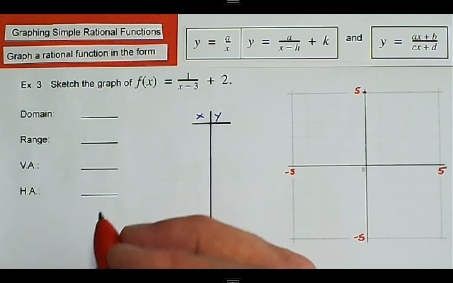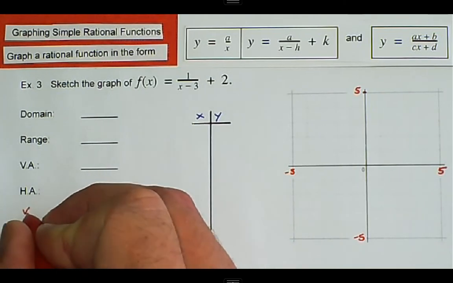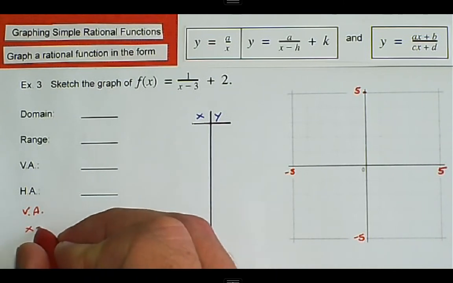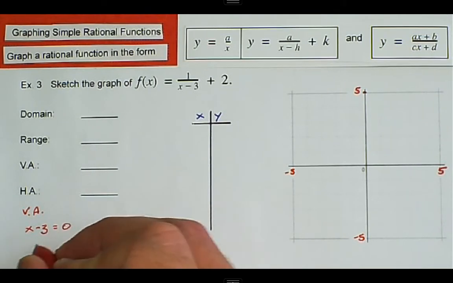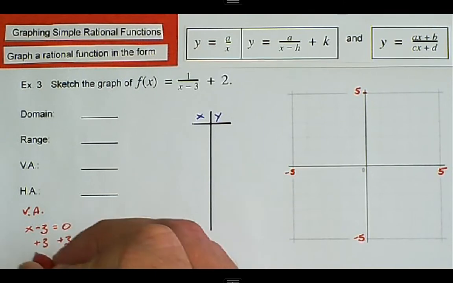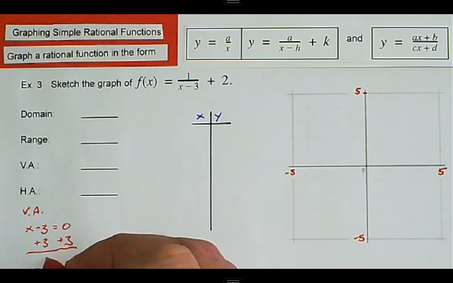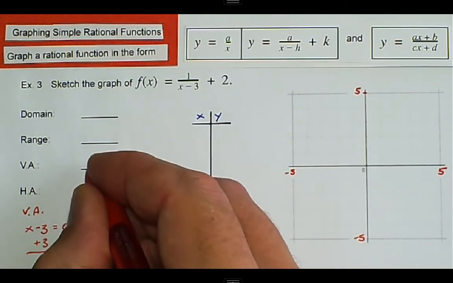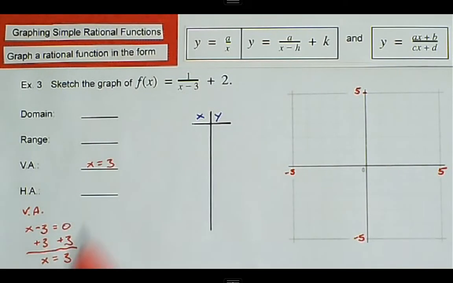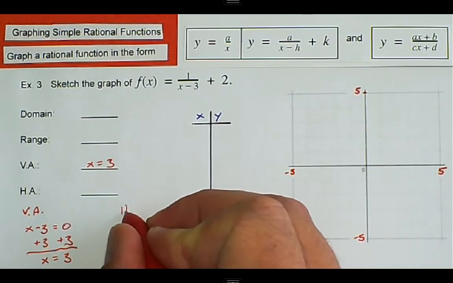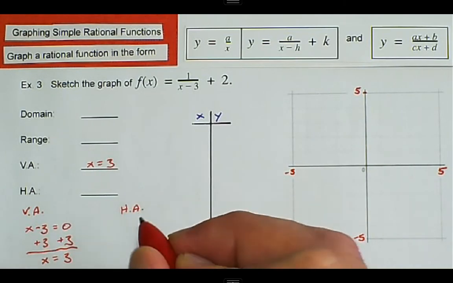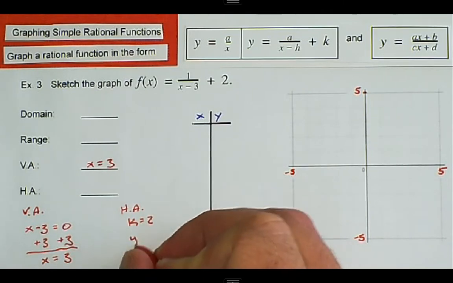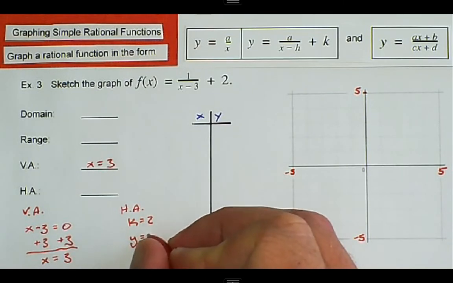So our vertical asymptote, we solve by setting that equal to 0. So x minus 3 equals 0, and we add 3 to both sides, and then we get x is equal to 3. So that will be our vertical asymptote. For our horizontal asymptote, all we do is whatever our k value is. So in this case, k is equal to 2. So our horizontal asymptote is y is equal to 2.